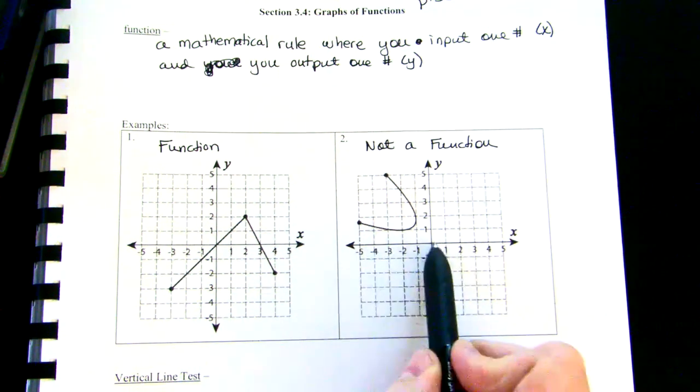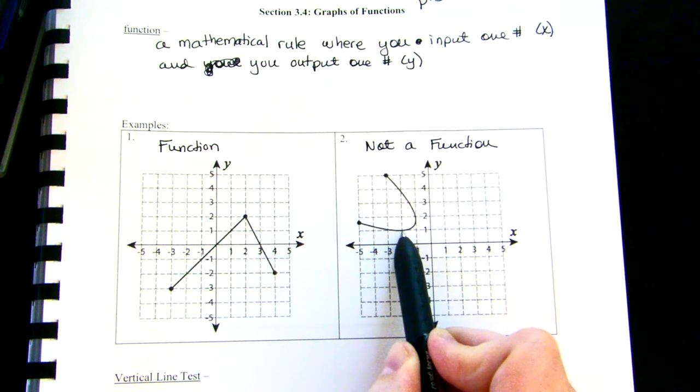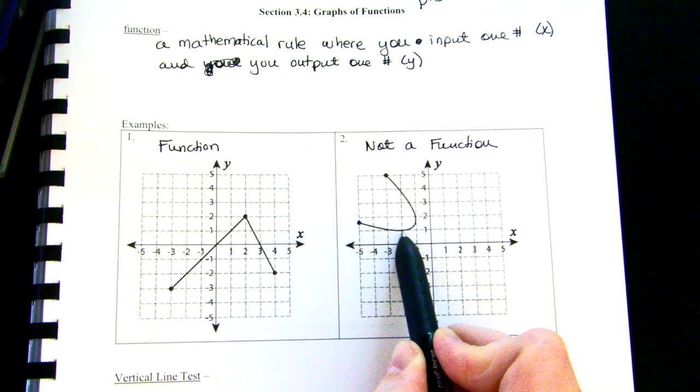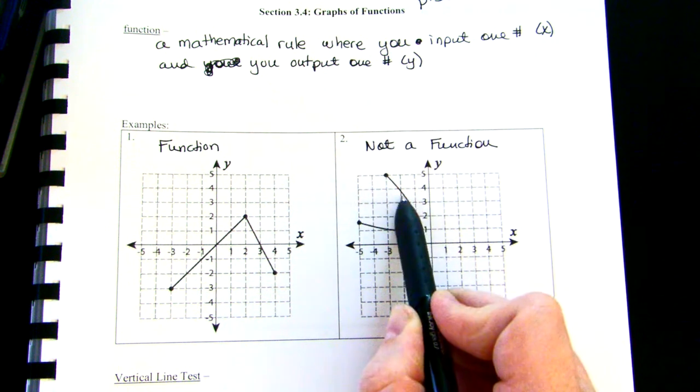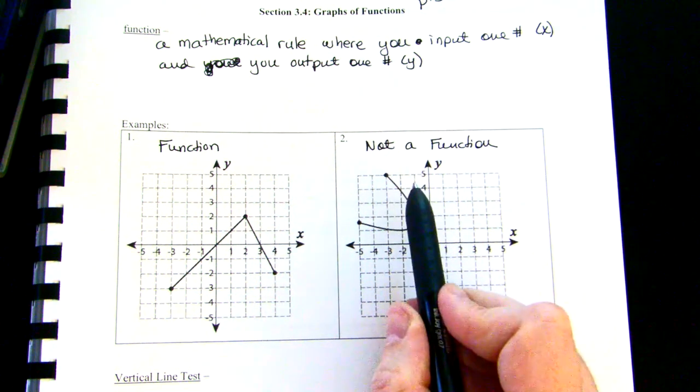But that's not true in number 2. An x value of negative 2 here has two different y values. When x is negative 2, I see a y value at 1 and another y value at about 4. That's not okay, which is why this is not a function.